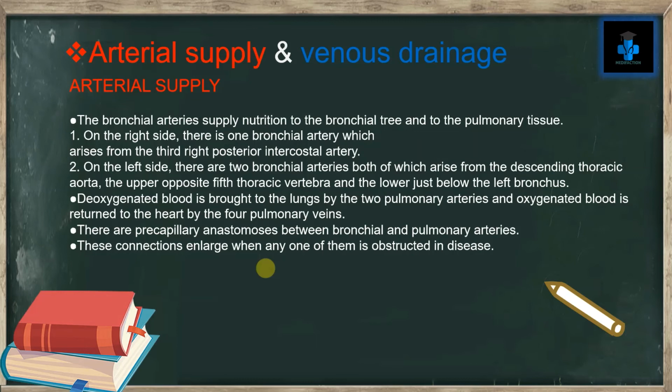Deoxygenated blood is brought to the lungs by two pulmonary arteries here, and oxygenated blood is returned to the heart by the four pulmonary veins. There are precapillary anastomosis between bronchial and pulmonary arteries. These connections enlarge when any one of them is obstructed in disease.